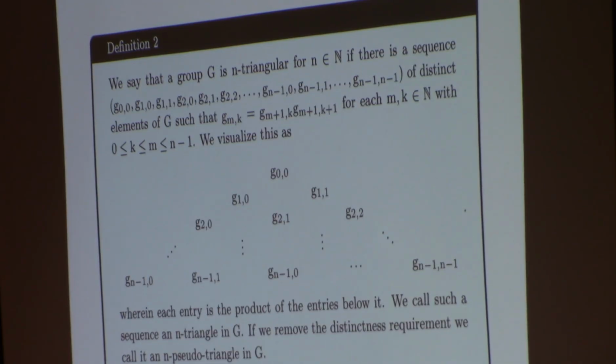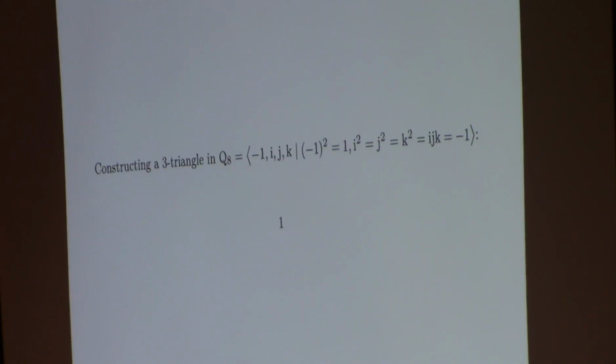So what I'm doing is creating this structure utilizing the elements of a group. You multiply, so G10 times G11 is going to give me G00, and so on. Then the puzzle becomes seeing how big of a triangle you can make inside of a particular group before repeating elements. So you want to make it all with distinct elements. Let's try one here. I'm going to work on constructing a three triangle in Q8.